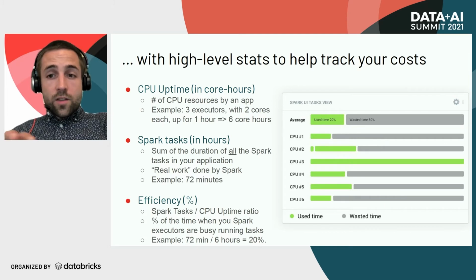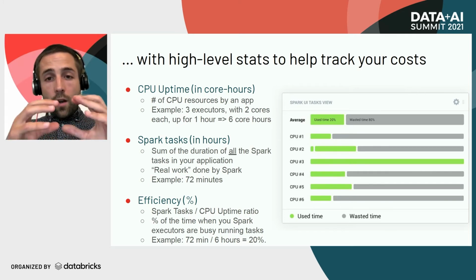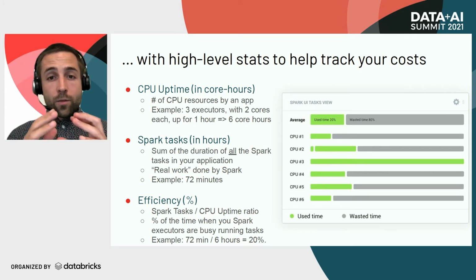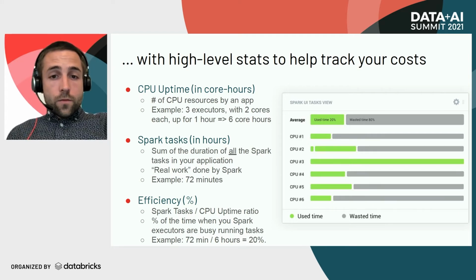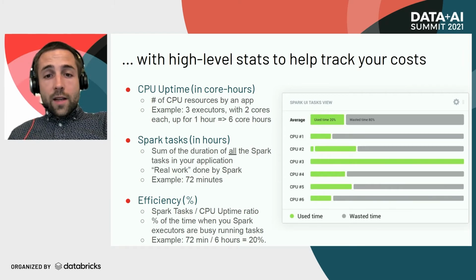Then the second metric is the Spark tasks column. This shows the sum of the duration of all the Spark tasks in your application. So remember, Spark takes your code and decides to split it into jobs, stages, and tasks. A task is the smallest unit of work, which can be executed in parallel. One executor core can run one task at a time. In this example, you can see we're only running tasks on the green side of the bars, and the sum of the duration is 72 minutes.